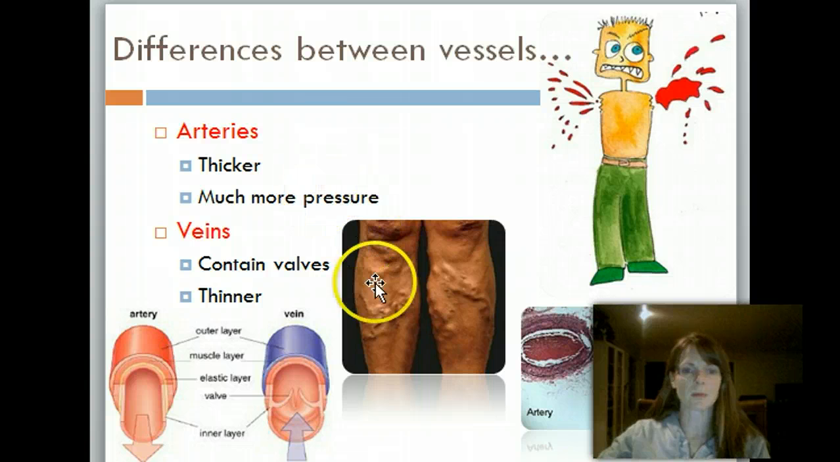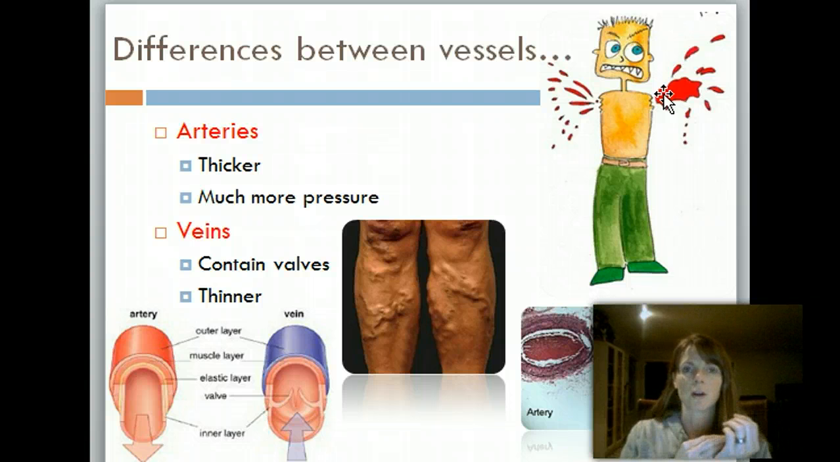So I told you guys a little bit about the different, I did have a picture of these. Okay, so the difference between your vessels. Your arteries are much thicker. There's much more pressure in them. So if you sever an artery, you're going to have blood spurting like those lovely horror films, okay? Because there's so much pressure.